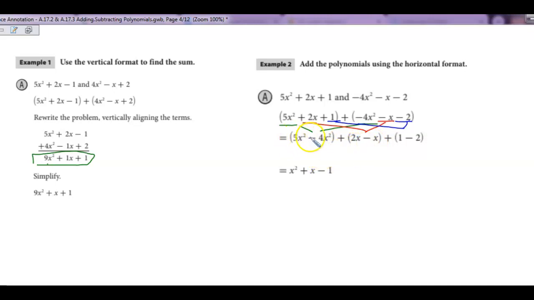So then we have 5x squared minus 4x squared, and we get x squared. And then we have 2x minus x, and we get 1x, and then 1 minus 2, we get negative 1. Okay. The reason why this is a different answer, even though a lot of the numbers are the same, is because if you look here in the original, this one is a negative 4x squared, and this is a positive 4x squared. And that does make a difference, okay? So be very careful. Just because they look similar does not mean they're exactly the same.